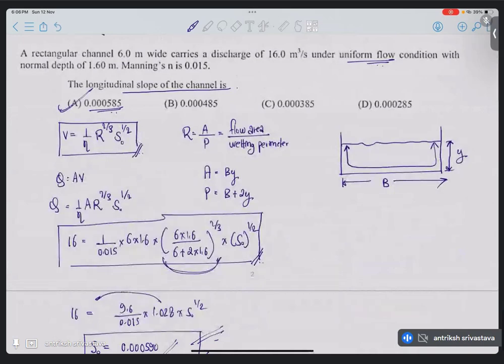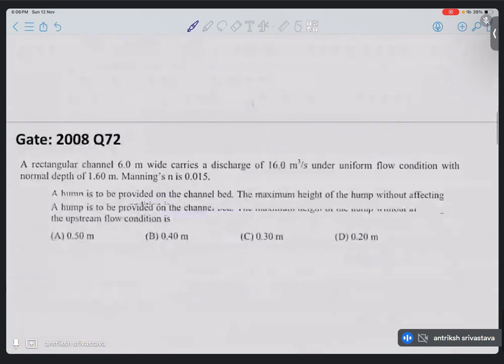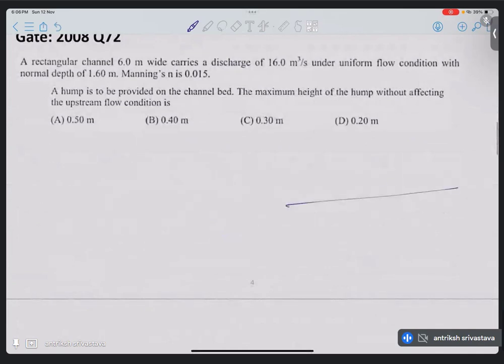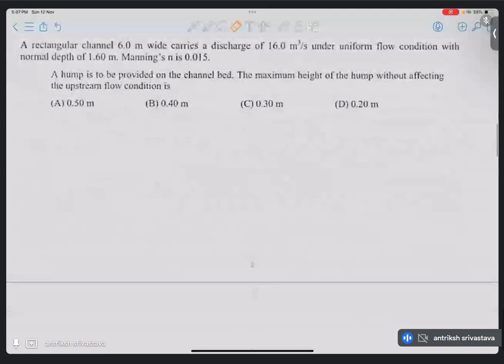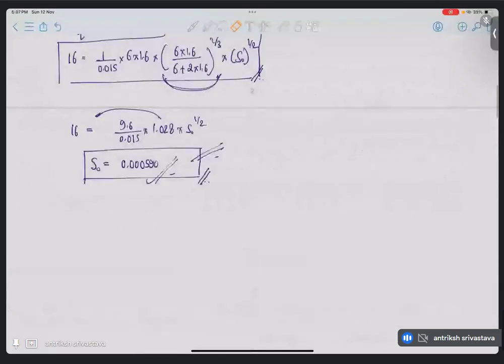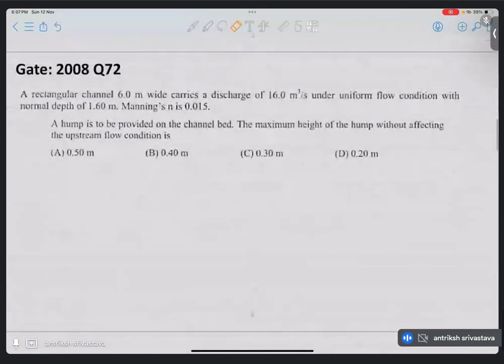First is a simple question. We just calculated the value of the bed slope using our Manning's formula. And for the second and third questions, we are going to see what happens if we have a hump and what happens if we perform channel contraction in an open channel flow. And then maybe later we'll see some derivations. Okay, so this was the first question. We calculated our slope. Let's move on to the next question.